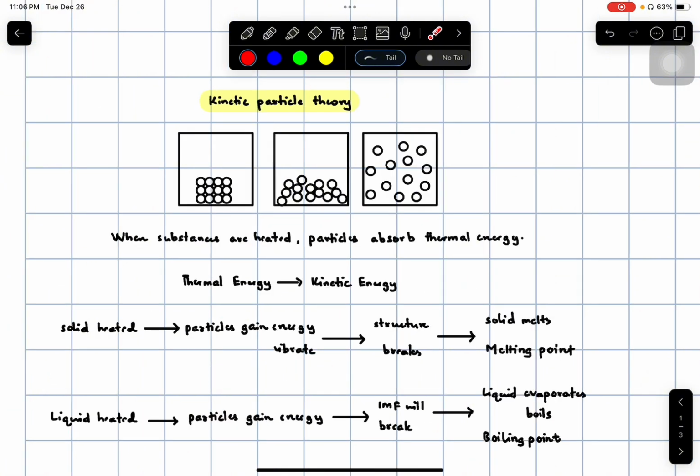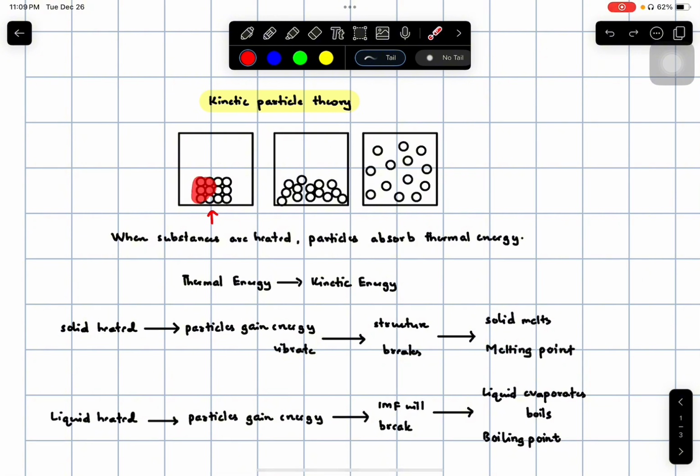At IGCSE, it is expected of you to know what kinetic particle theory is, and you have to use the theory to explain what happens in terms of particles when melting takes place, boiling takes place, freezing takes place, etc. When substances are heated, the particles will absorb the thermal energy and change it into kinetic energy. Kinetic energy simply means the energy which you produce because of movement or motion.